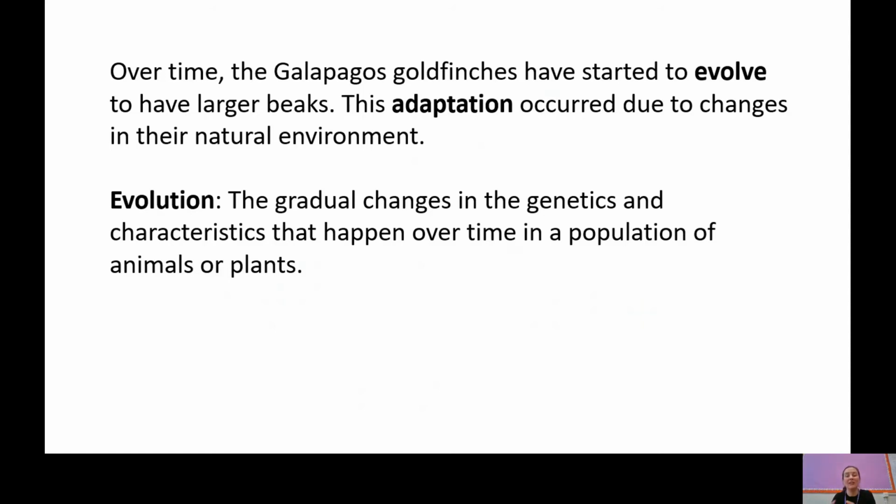They then passed down that large beak trait to their chicks. And so their chicks then had large beaks. And this is how a population evolves. So the new word today is evolution, which again, you might have heard about, but this is the gradual change in the genetics or characteristics that happen over time. And this happens in a population of animals or plants. So this example of the finches is an example of an animal, how it starts to evolve because of the changes in its natural environment.